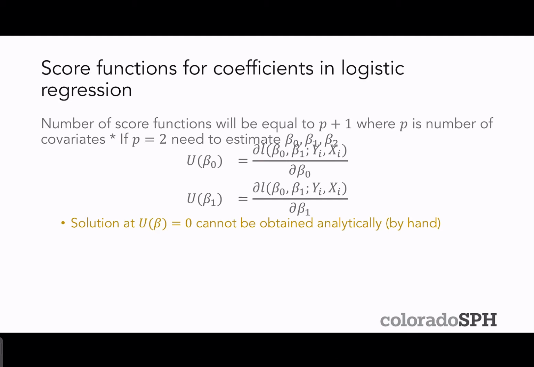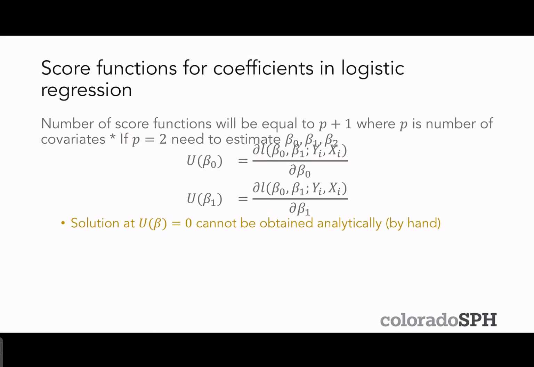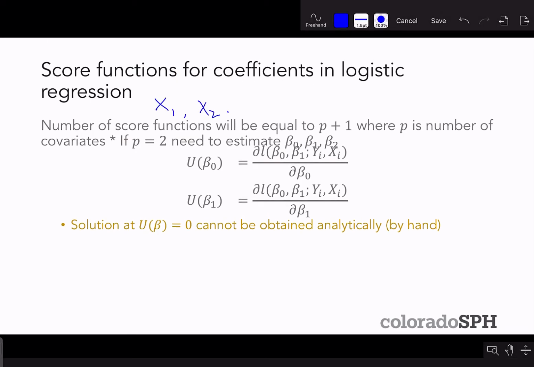So if we have p covariates, say x1 to xp, then we're going to have p plus 1 score functions that we need to solve for, where the plus 1 comes from the beta 0. So if you have p equals 2, then you have covariates x1 and x2, and you have coefficients beta 0, beta 1, and beta 2 that you want to solve for.